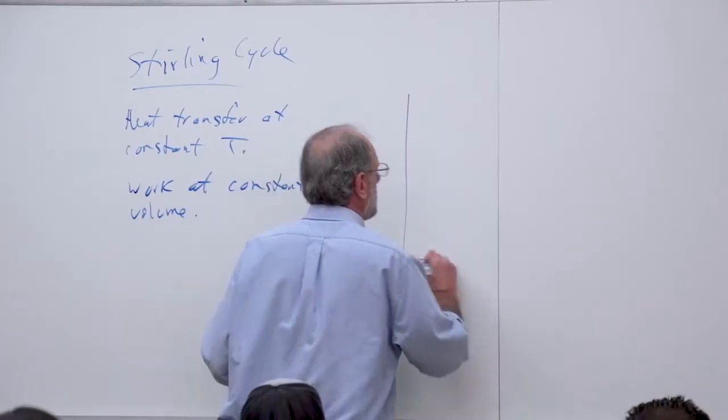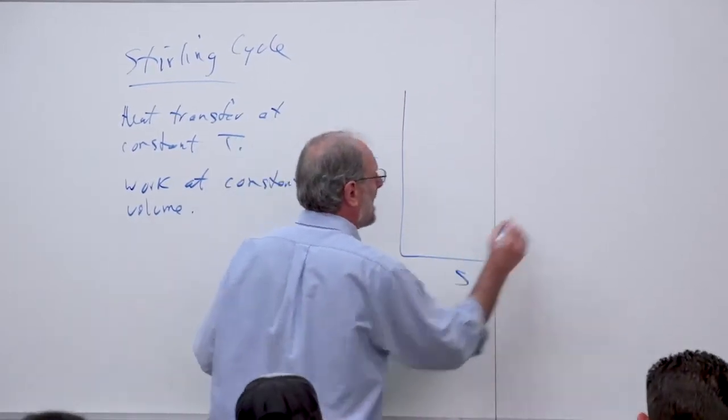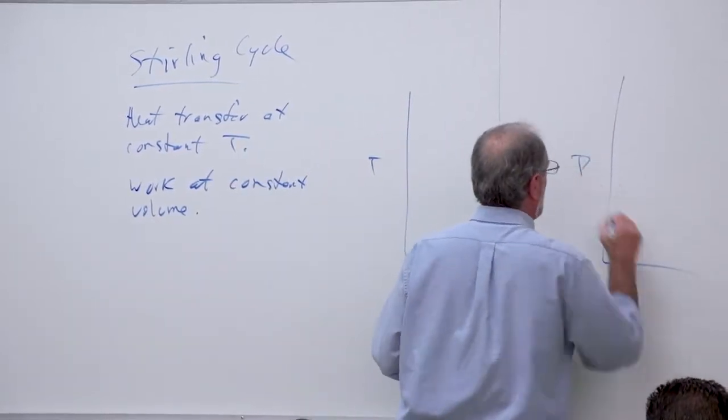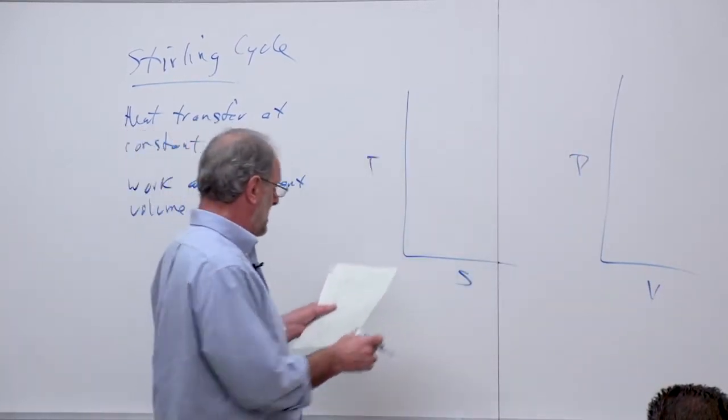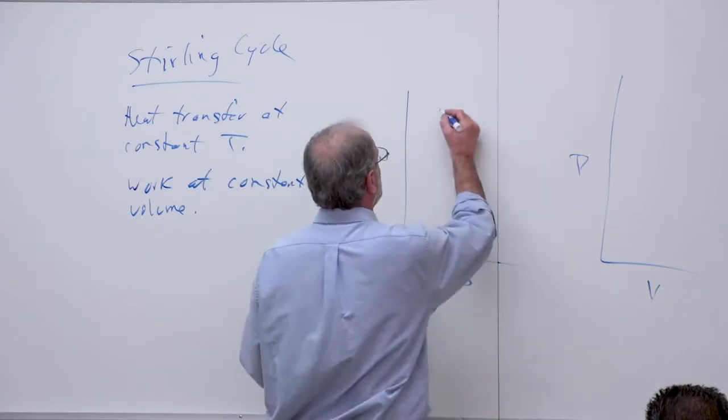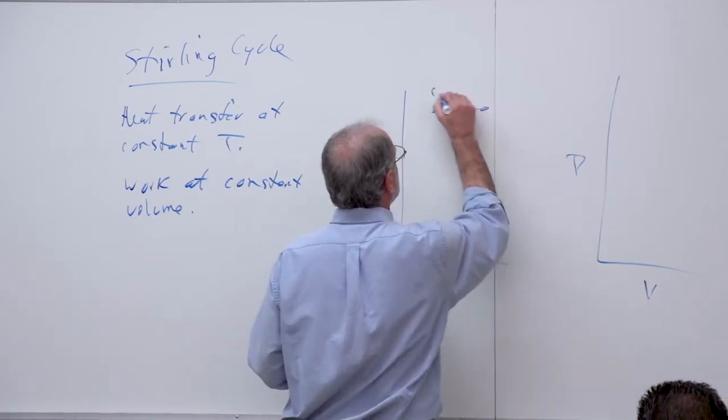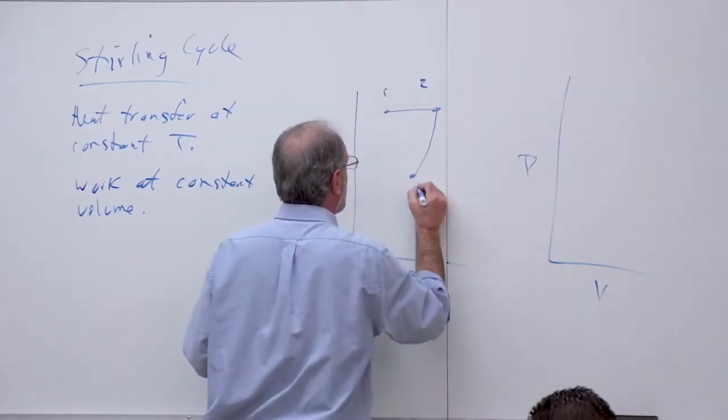So again, for these reasons, I'm not really going to spend a whole lot of time on this. I will plot the cycles on both the TS and the PV diagram. On a TS diagram, we would typically have something that would look like this.